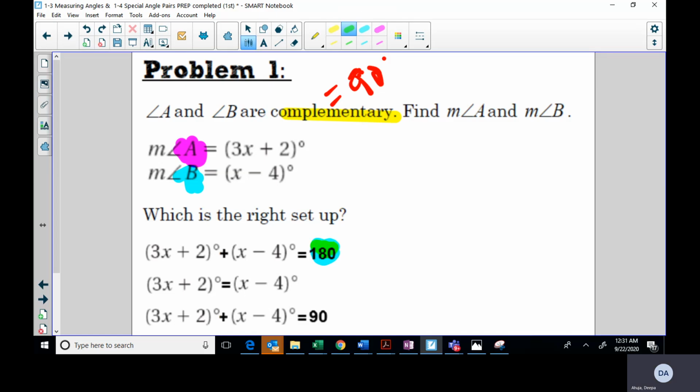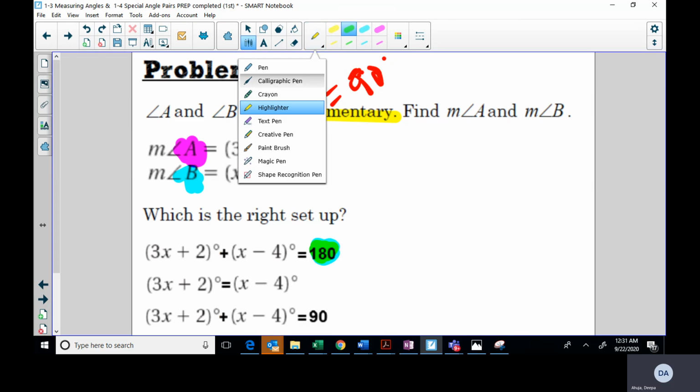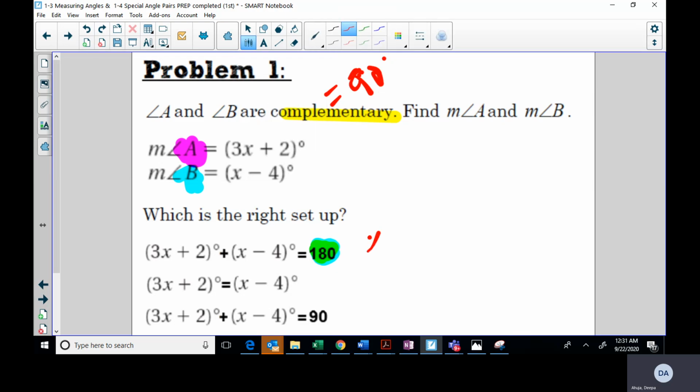No, 180 cannot be the correct answer because complementary is 90 degrees. So I will cross this out. This is not my correct answer. Are they equal to each other, angle A and B? No, complementary never means that they are equal to each other. We always mean that the sum of two angles is equal to 90 degrees. So the last one is our correct setup. Remember, the sum of two angles equals 90 degrees. Now let's go to the next slide.